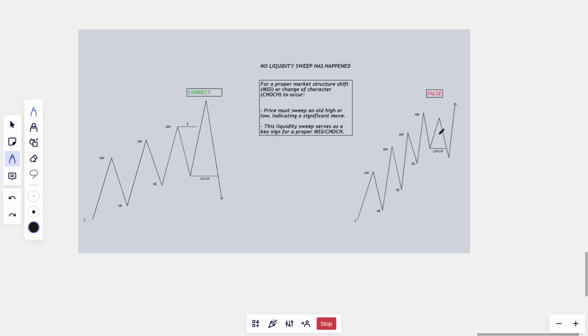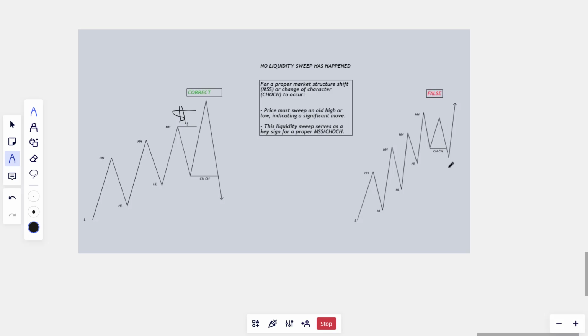So a lot of people might think this is a market structure shift. Just because price breaks an old low, that doesn't mean it's a market structure shift. A liquidity sweep has to happen first for it to be a market structure shift or a change of character. They're basically the same thing.